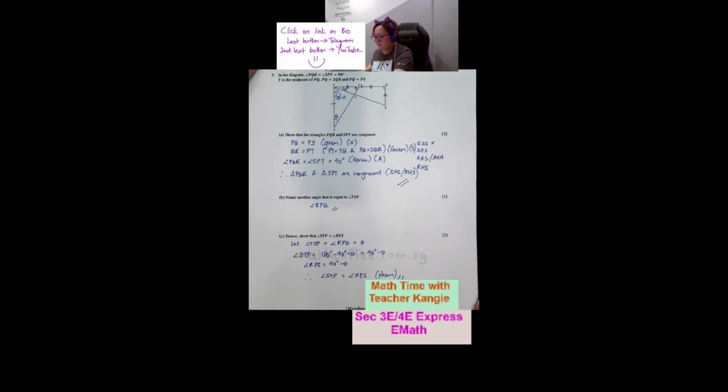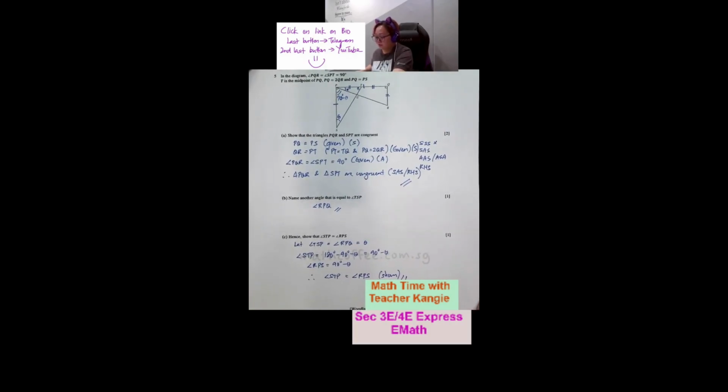So therefore I will say angle RPS is 90 minus theta. I already proved that they are the same. So therefore angle STP is equal to angle RPS. Shown. Okay. So this is how you do question number 5.